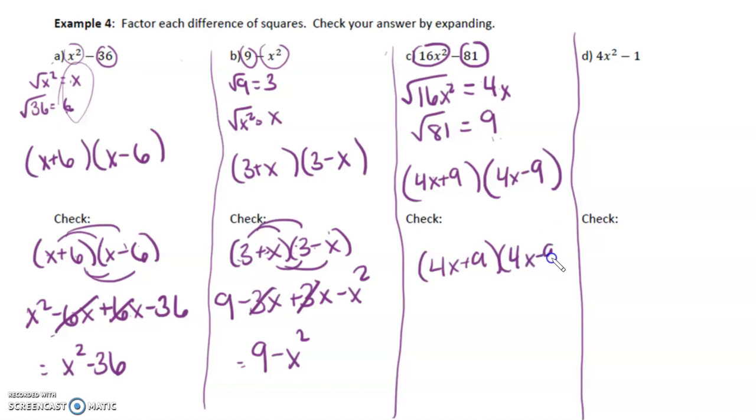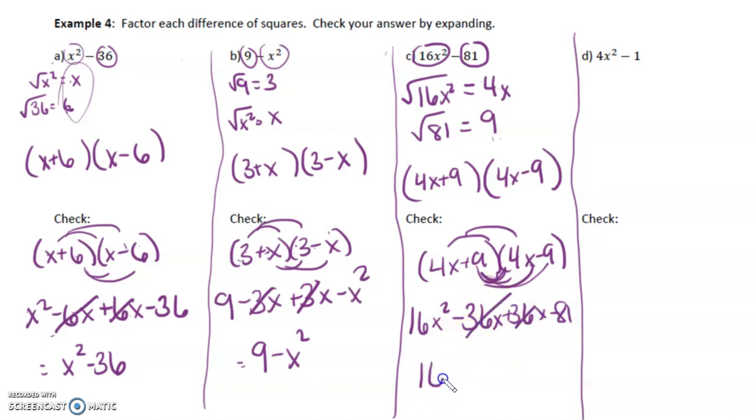Okay, if you want to go ahead and re-expand this, we're going to get 16x squared plus, what is 4x times negative 9? Negative 36x plus 36x, which is 9 times 4x, and then minus 81. Again, difference of squares, these two middle terms will always cancel out, and I'm left with 16x squared minus 81.